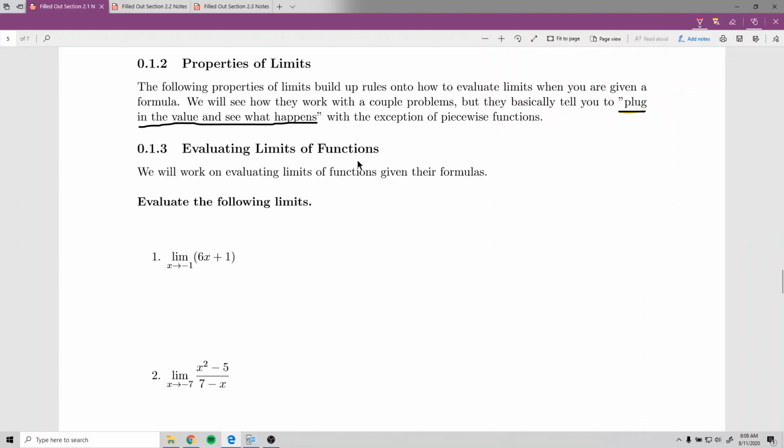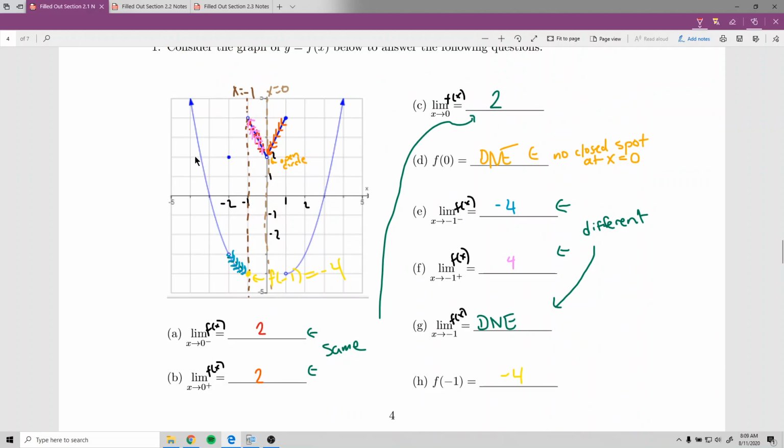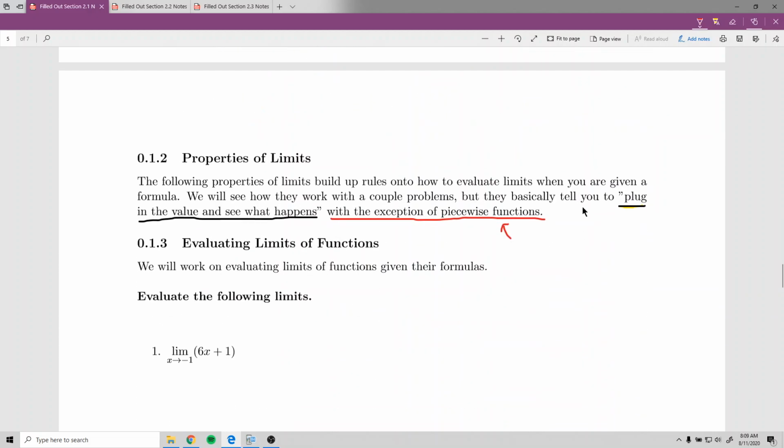with the exception of piecewise functions. And the reason this is the exception is piecewise functions often look like graphs like these. They have separate sections, and you don't know which sections might be attached and which might not. So we got to be careful when we deal with piecewise functions.